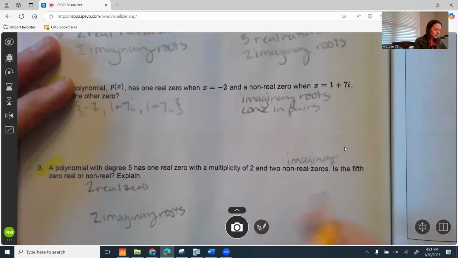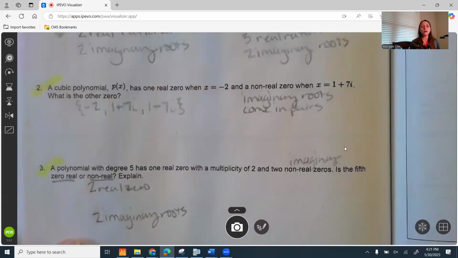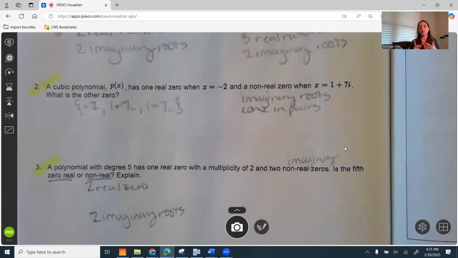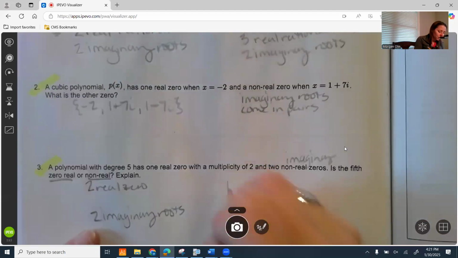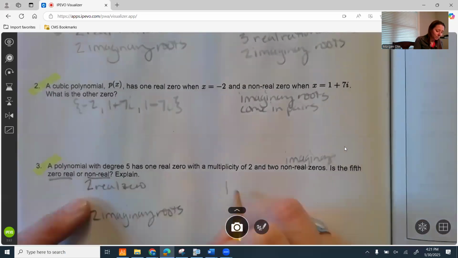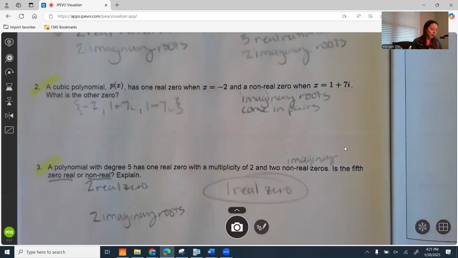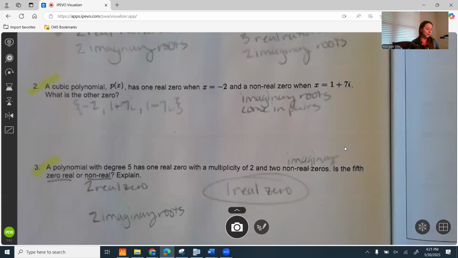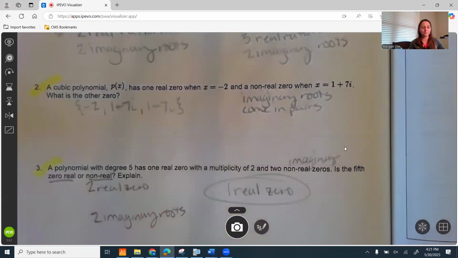So the question is, is the 5th zero a real zero or non-real? Well, think about what I set up here. Imaginary roots have to come in pairs and even numbers. That's already an even number. And we only have 1 more root left. All right, so that 1 root, okay, it can't be imaginary. It's got to be real. So I'm going to have 1 more real zero. That's what the 5th one is going to be, because again, these come in pairs. I can't add any more to the imaginary ones.